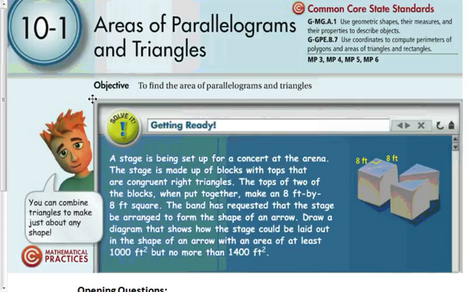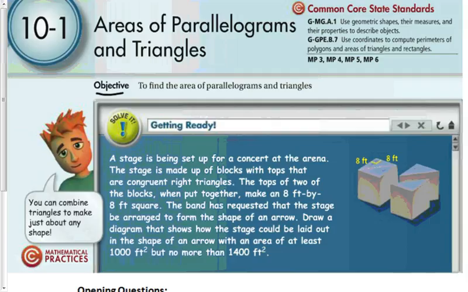Area of parallelograms and triangles, section 10.1. How do you like that? All right, we've got a lesson objective, a learning target for today: to find the area of parallelograms and triangles. For most this is a review, area of parallelograms and triangles. However, it is the start of this unit, which is all about area.